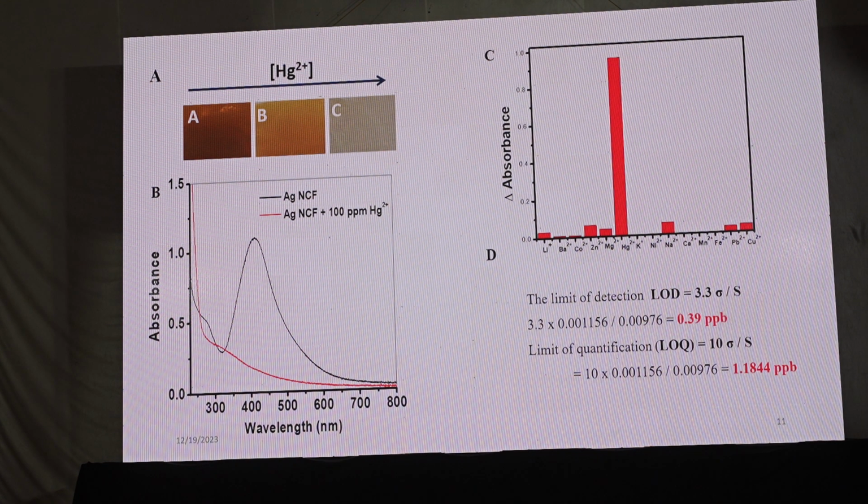The selectivity of the composite film is highly important. So I did the same experiment with the other elements. Here we can see that mercury shows higher selectivity towards the composite film than other metals. And the limit of quantification is about 1.1 ppb, and the limit of detection is about 0.39 ppb.